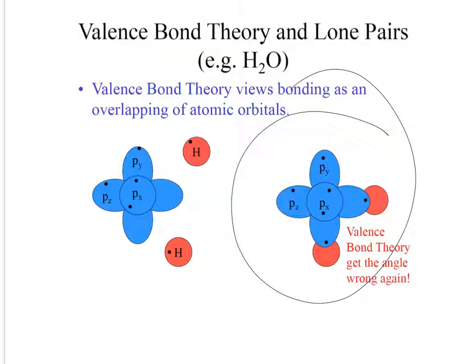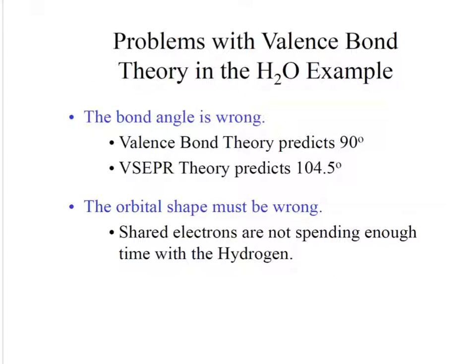An orbital is a picture that represents the area where an electron spends 95% of its time. In this picture, at least one of the shared electrons is spending 95% of its time on the other side of the oxygen nucleus from where the hydrogen is sitting. In valence bond theory, shared electrons will move in and out of the lobe of the p orbital that is on the opposite side of the oxygen's nucleus from where the bonding is taking place.